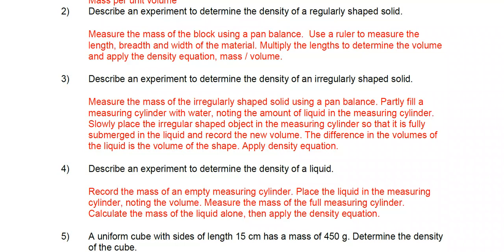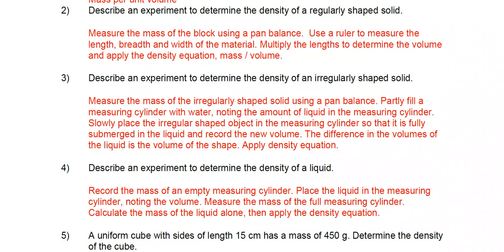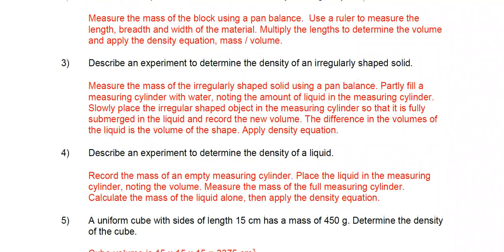Question number 4. Describe an experiment to determine the density of a liquid. Well, record the mass of an empty measuring cylinder. Place the liquid in the measuring cylinder, noting the volume. Measure the mass of the full measuring cylinder. Therefore, you're going to calculate the mass of the liquid alone and then apply the density equation, because you now have the mass of the liquid and you have the volume of the liquid.